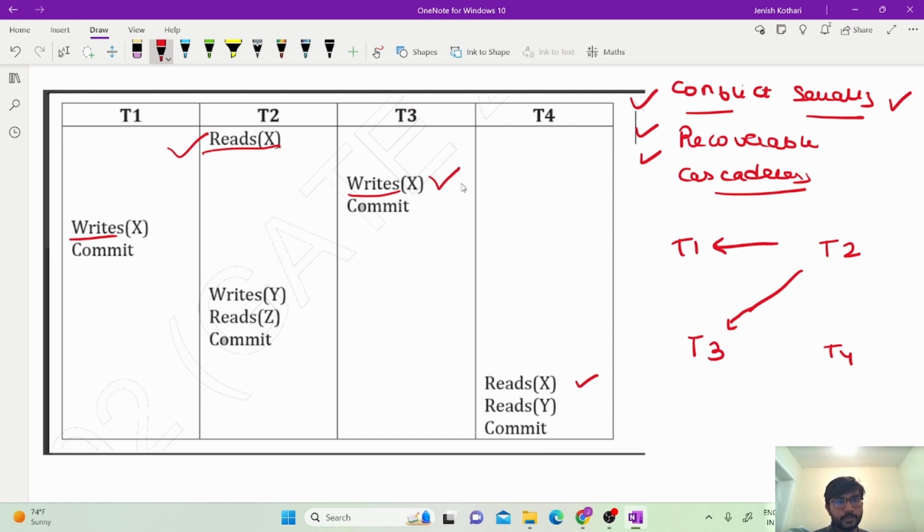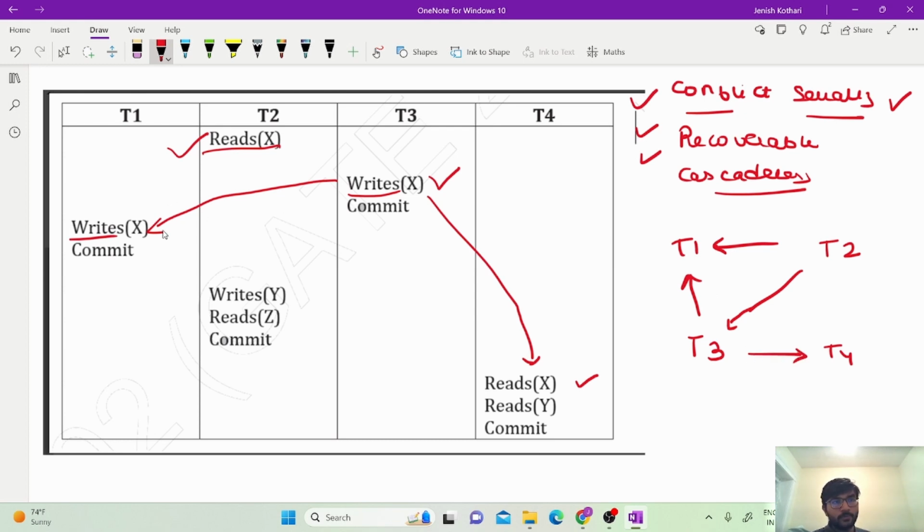Now we go to T3's write on x operation. Now this write on x will have a conflict with T1's write on x and also a conflict with read on x over here. So T3 needs to complete before T1 and T4.